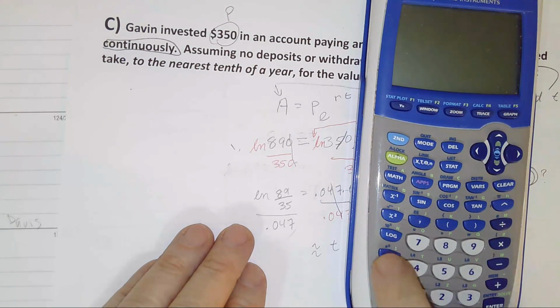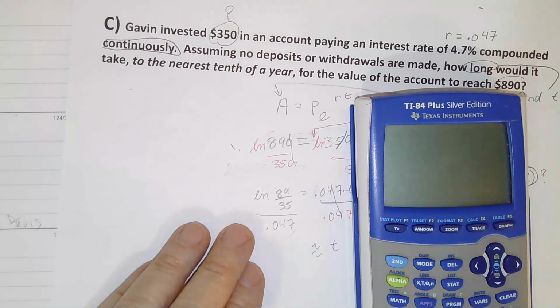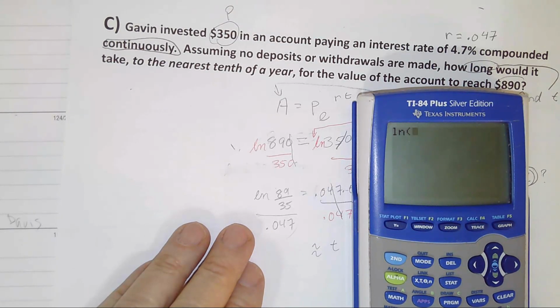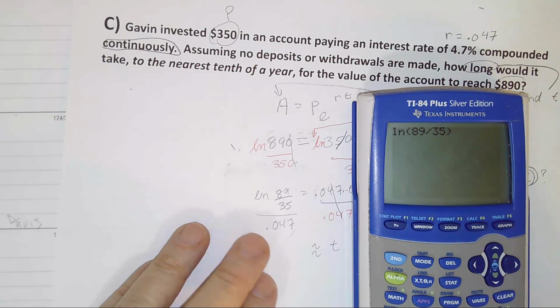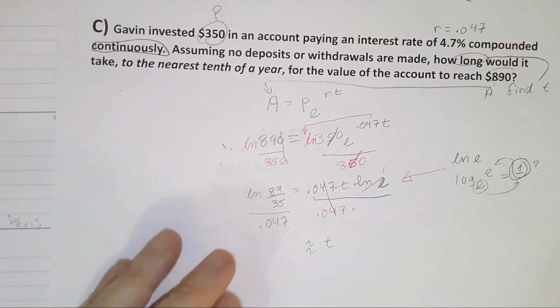So I'm going to type natural log button, and then 89 divided by 35. Close the natural log, and then I'm going to divide it by 0.047 and hit enter. And I get 19.857. We're rounding to the nearest tenth, so that would be 19.9 years. Time is 19.9 years approximately.